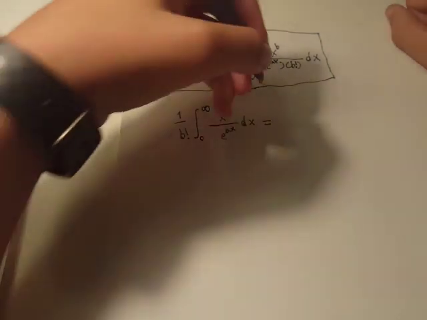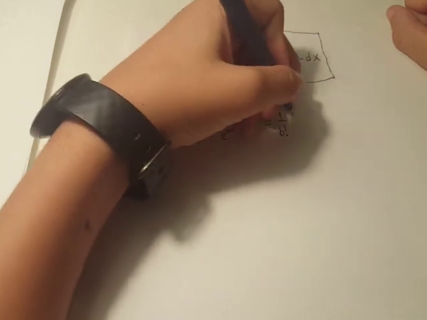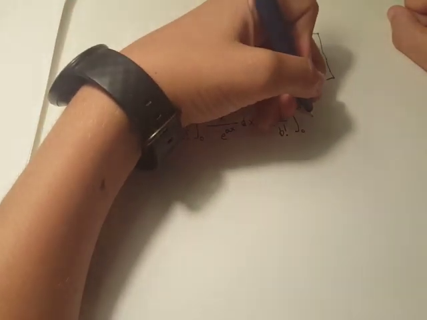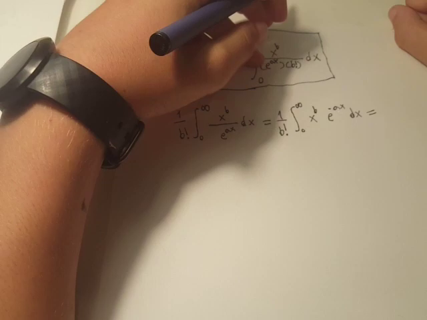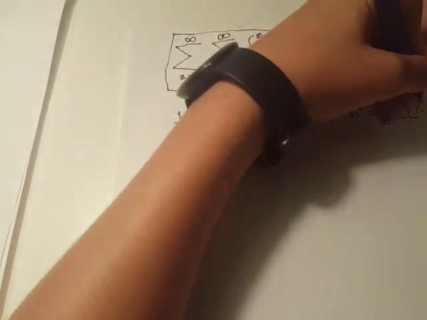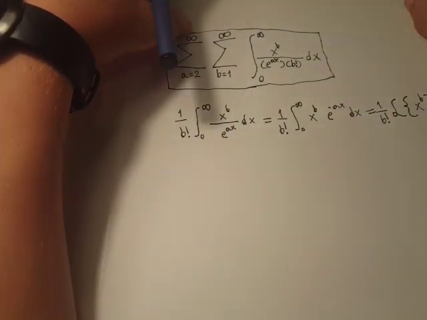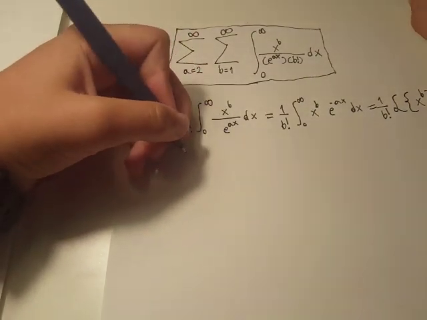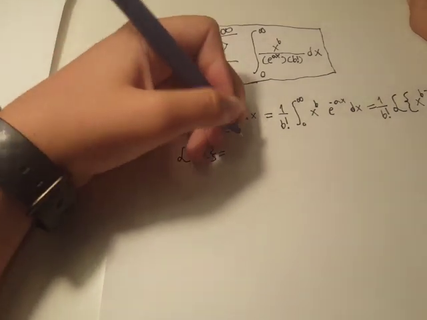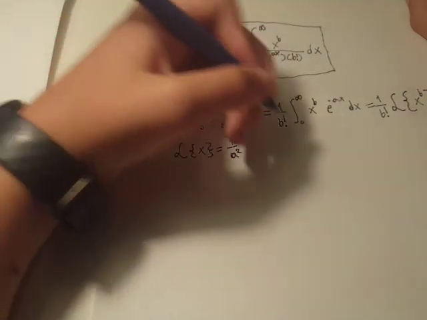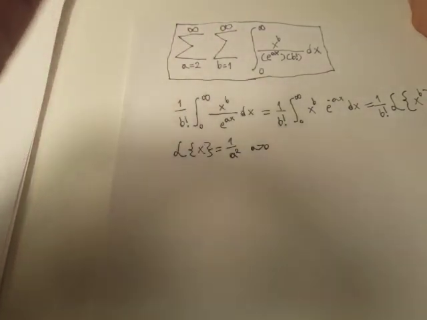This can be rewritten as 1 over b factorial times the integral from 0 to infinity of x to the b times e to the negative ax dx. Now, this integral is very familiar. It's the Laplace transform of x to the b. So, first let's look at the Laplace transform of x. We know this is 1 over a squared for a bigger than 0. So just keep this in mind.